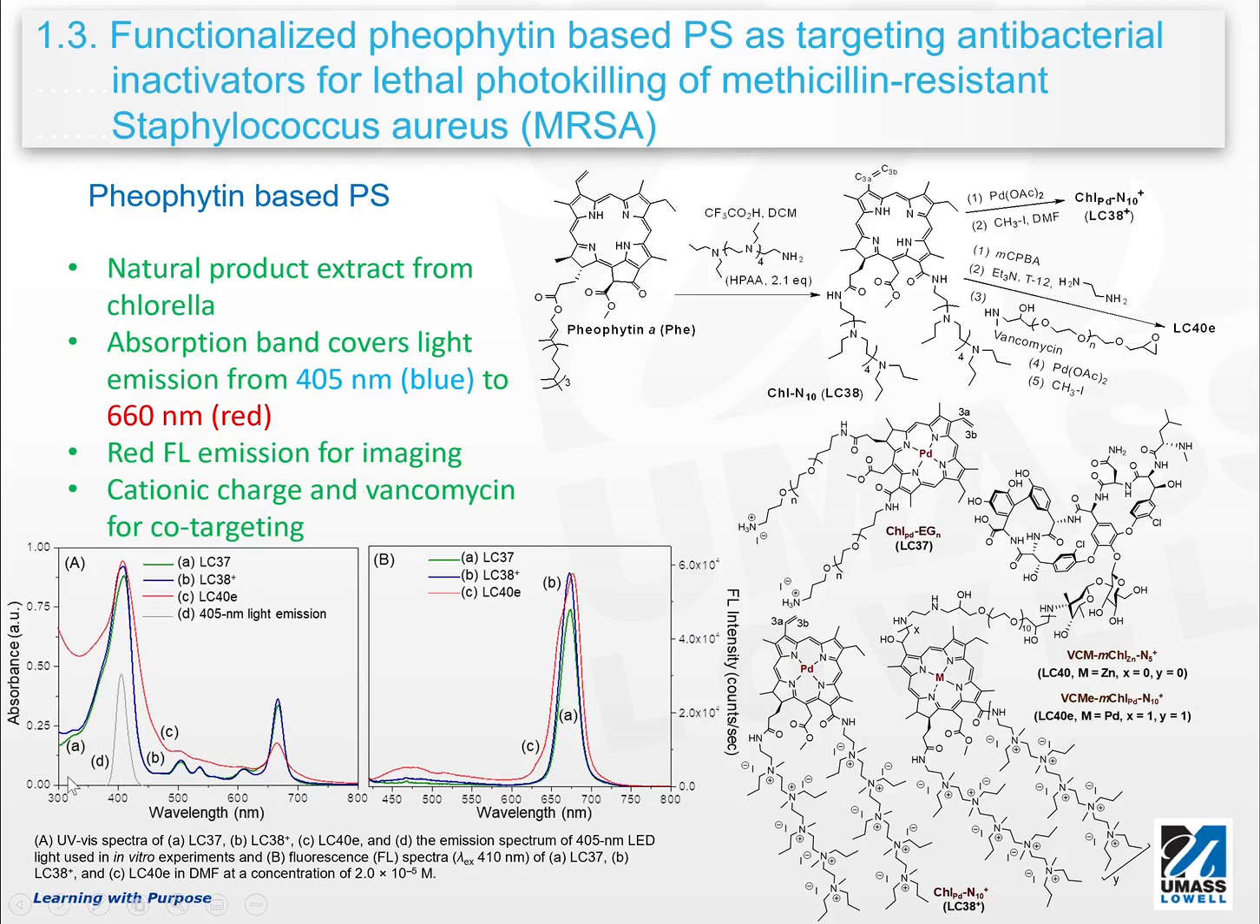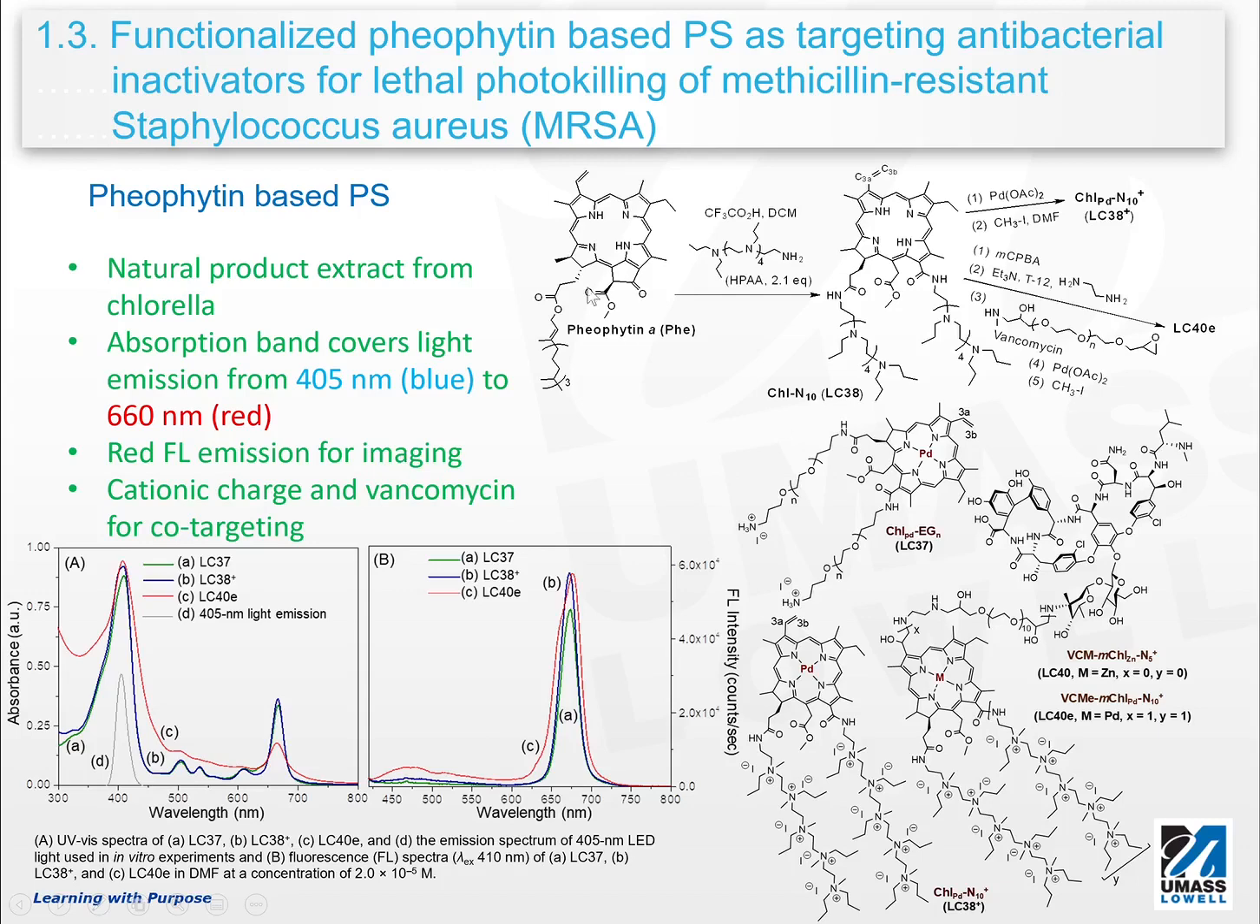It covers a very wide absorption range, all the way from 300 to almost 700, and it has two major absorption peaks centered at 405 nanometer and 660 nanometer, which correspond to the blue light and the red light. The blue light and the red light are widely used in photodynamic therapy as general light sources. Also, when you give it a 405 irradiation, this type of molecule will generate a very intense red fluorescence around 670. This property makes them a promising agent for imaging.